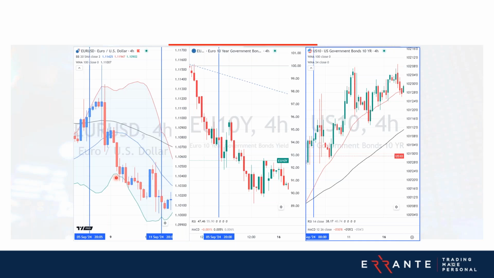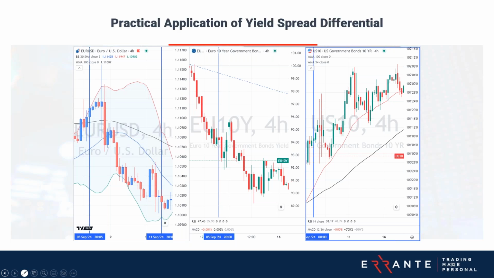In conclusion, the chart you're seeing here shows a clear divergence in bond yields between the Eurozone and the US. The falling Euro 10-year yields make the euro less attractive, while the stable US 10-year yields strengthen the USD. And this widening yield spread differential is leading to the decline in Euro USD, presenting an opportunity for shorting the currency pair. So this is how you can apply yield spread differential on your chart.